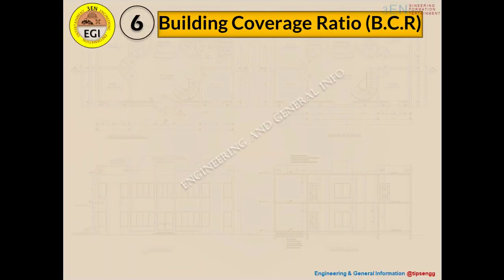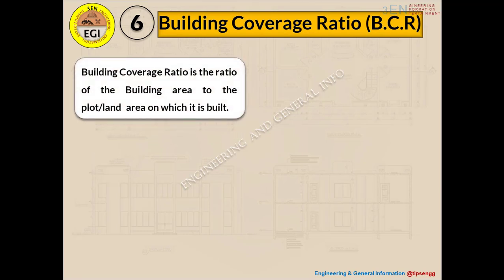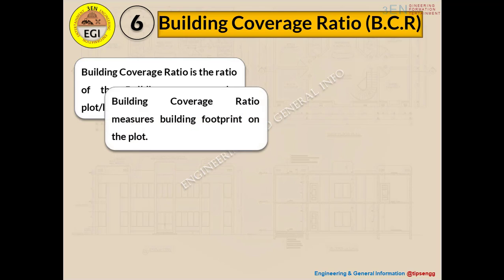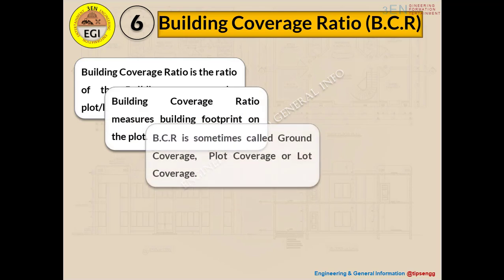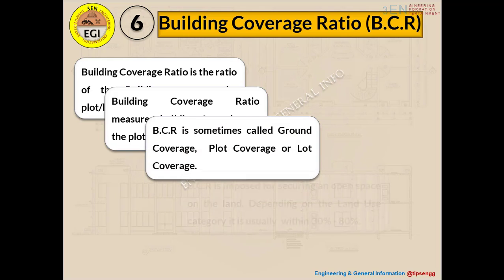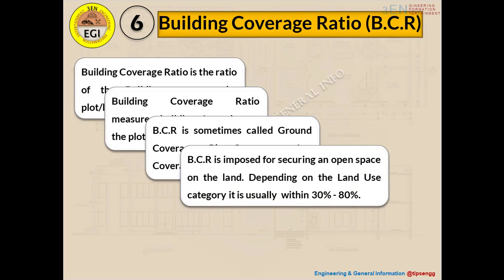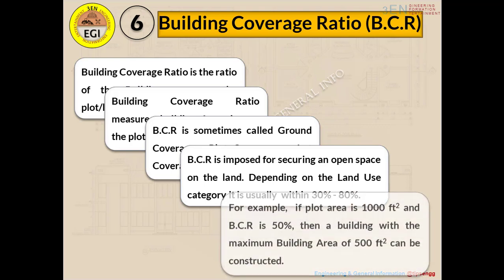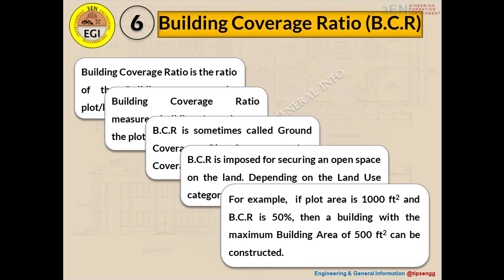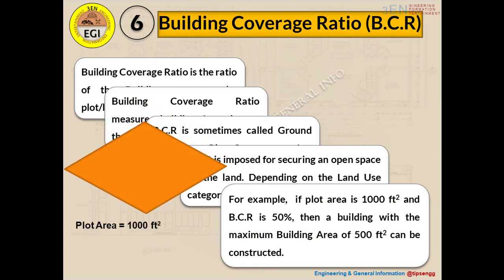Building coverage ratio, BCR. Building coverage ratio is the ratio of the building area to the plot land area on which it is built. Building coverage ratio measures building footprint on the plot. BCR is sometimes called ground coverage, plot coverage, or lot coverage. BCR is imposed for securing an open space on the land. Depending on the land use category, it is usually within 30% to 80%. For example, if plot area is 1000 square feet and BCR is 50%, then a building with the maximum building area of 500 square feet can be constructed.